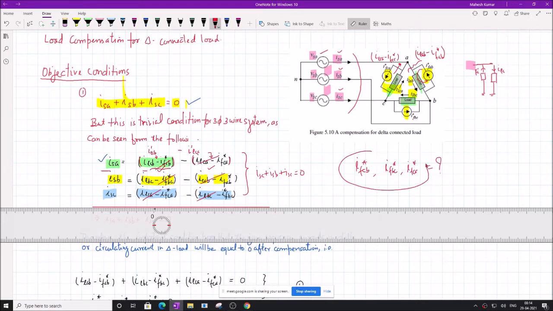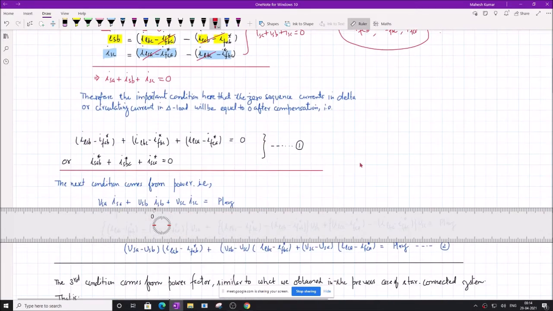So there are actually three variables, and therefore we need three equations. And these three equations have been obtained in the previous case. One from the current condition, second was the power condition, and third was the power factor condition. Similar equations will be used here, but as I said, this equation does not hold much here in the sense of giving some proper relationship. So we use another equation that is called zero sequence or circulating current within delta. So this forms the circulating current within delta after compensation. This can also be called zero sequence current for delta network.